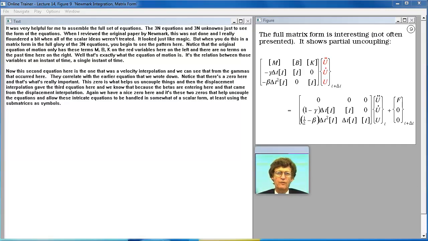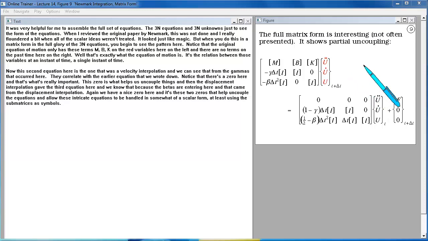It was very helpful for me to assemble the full set of equations, the 3n equations and 3n unknowns, just to see the form of the equations. When I reviewed the original paper by Newmark, this was not done, and I really floundered a bit when all of the scalar ideas were treated. It looked just like magic, but when you do this in a matrix form in the full glory of the 3n equations, you begin to see the pattern here.